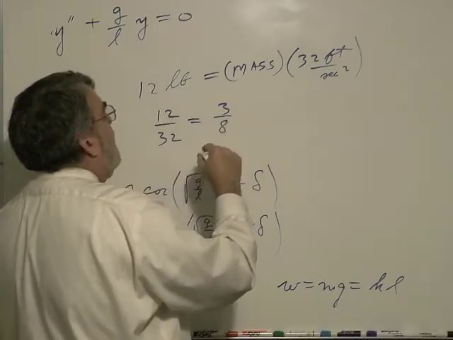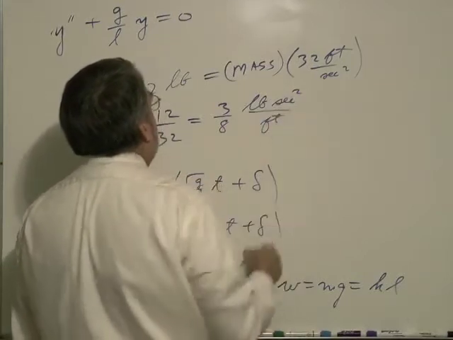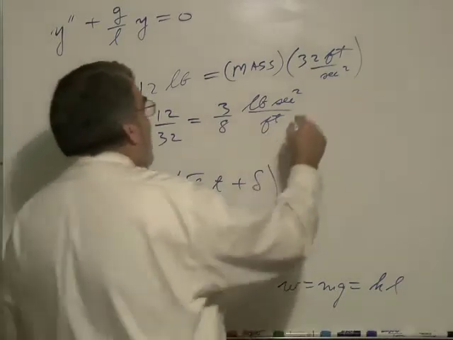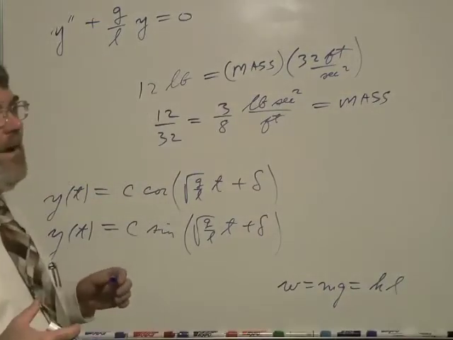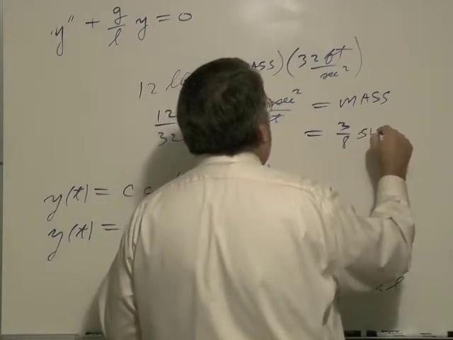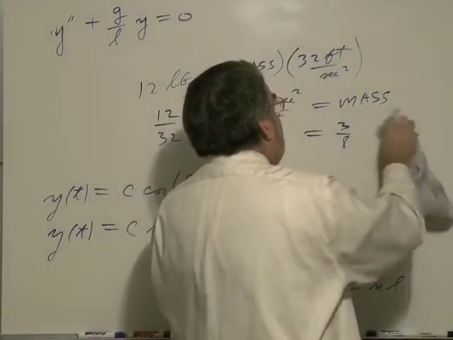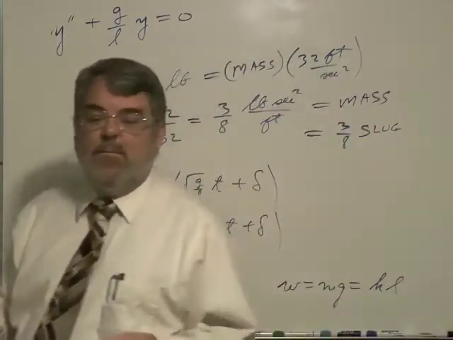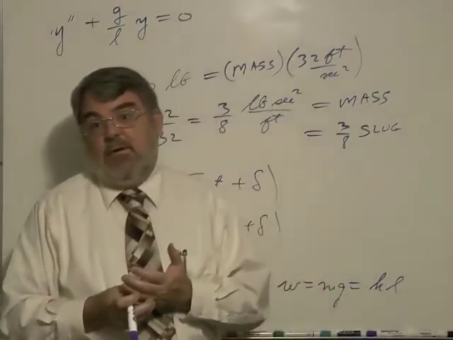3 eighths. And it's pound seconds squared per foot. Okay, pound seconds squared per foot is the mass. Well, in the English system, we call that mass slugs. So that's equal to 3 eighths of a slug. You don't encounter that much these days because almost all physics anymore is done in the metric system. So we don't see slugs. But this is kind of an old book. Some of the problems are done in the English system, so I thought it was worth looking at slugs.